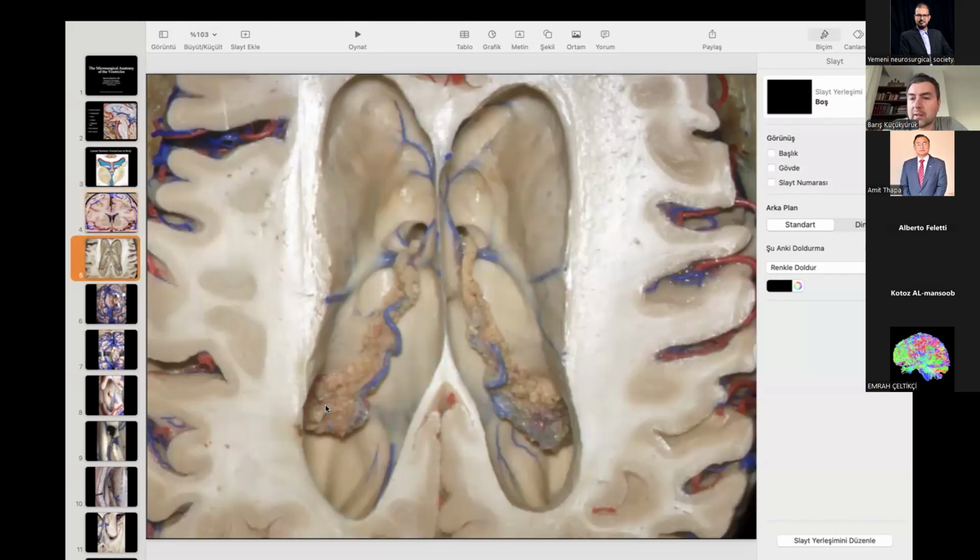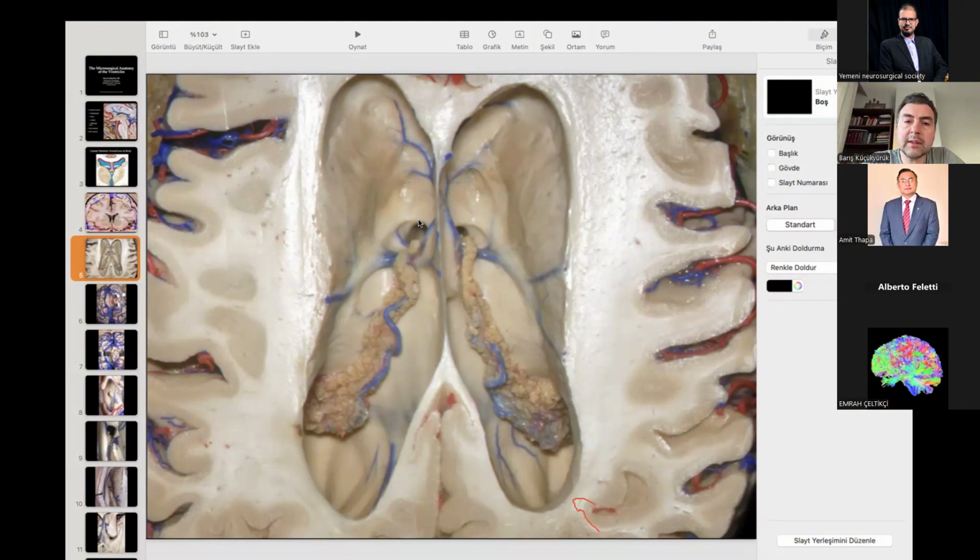This is an axial cut passing through the level of the insula, and we see here the lateral ventricle, mainly anterior to the foramen of Monro. There is the frontal horn, and posterior to the foramen of Monro, it is the body of the lateral ventricle. Let's see again the anatomy. The roof was formed by the corpus callosum, which is removed here. The lateral wall is formed by the caudate nucleus.